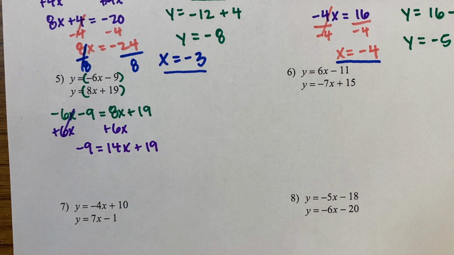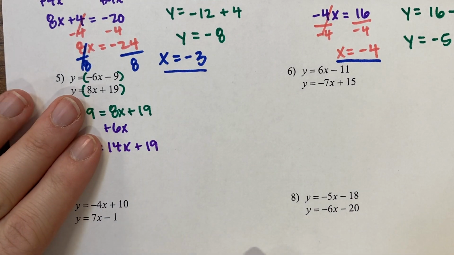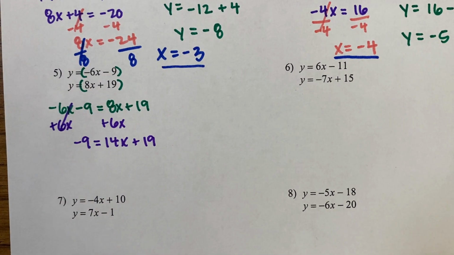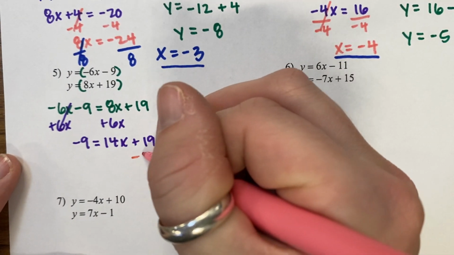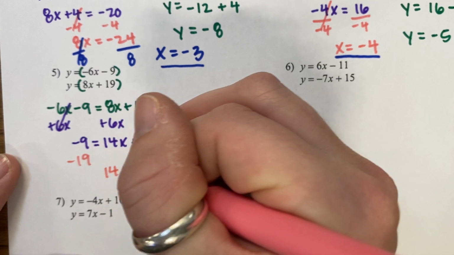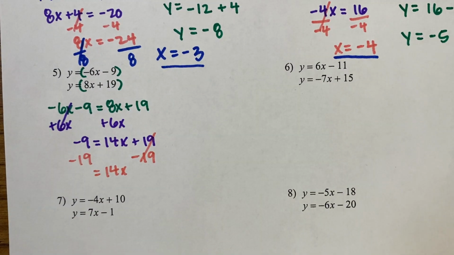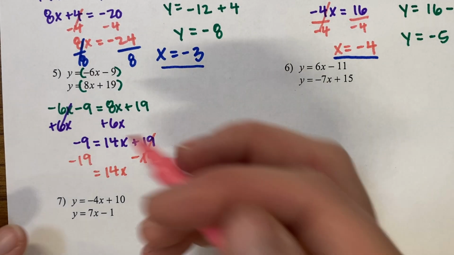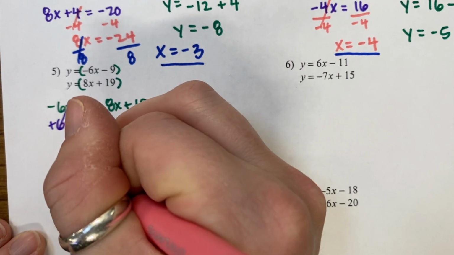Okay. So now we can solve for x on this side. First thing I got to do is get rid of plus 19. So I'm going to subtract 19 from both sides. I get 14x is equal to negative 9 minus 19 is negative 28.